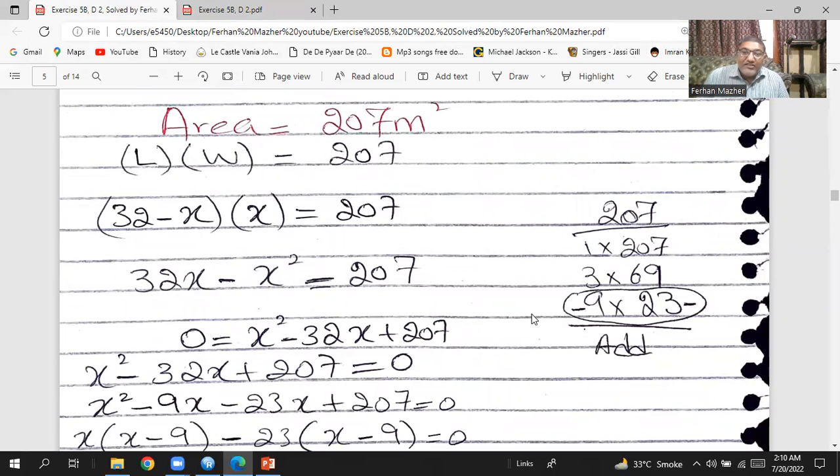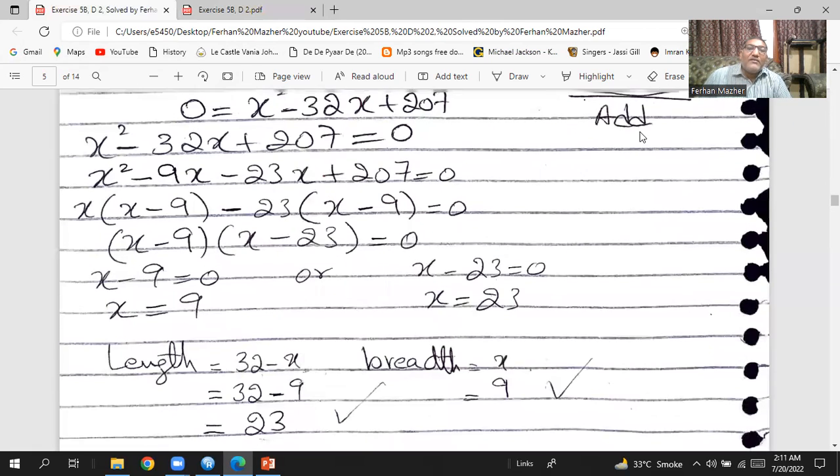So we will write the pairs, the factors of 207. They are 1 into 207, 3 into 69, and 9 into 23. With the third term, you have a positive sign, so I will write here add. We are looking for that pair which by addition will give me minus 32. So 9 and 23 will give you 32 because we are adding. In addition, we always give the same signs. Either both of them are positive or both of them are negative. Because we want minus 32, both of them will be given the negative sign.